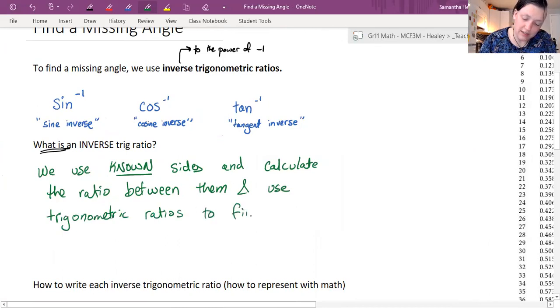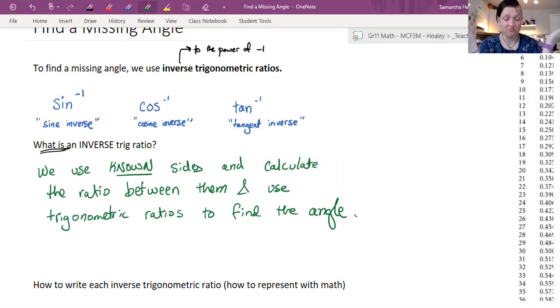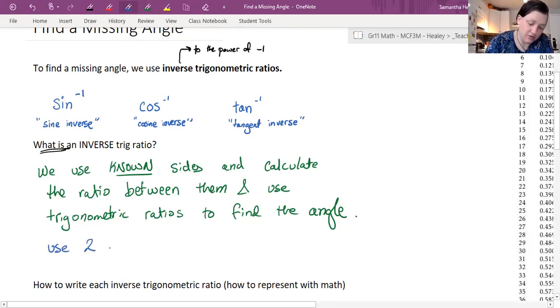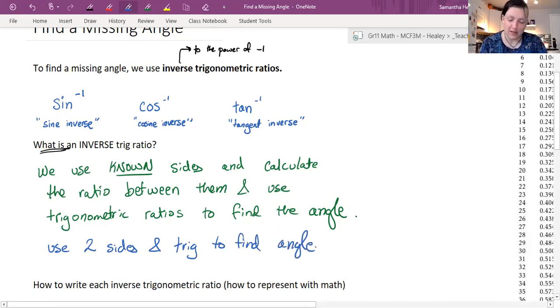to find the angle. So instead of using the angle and one side to find another side, we're using two sides to find an angle. So that's kind of a simpler way. Use two sides and trig to find angle. So that's kind of our simple definition here, and it's going to make more sense once we actually do a couple examples.